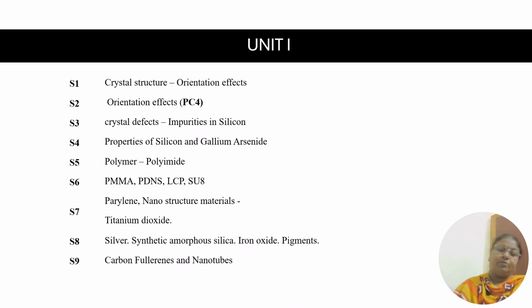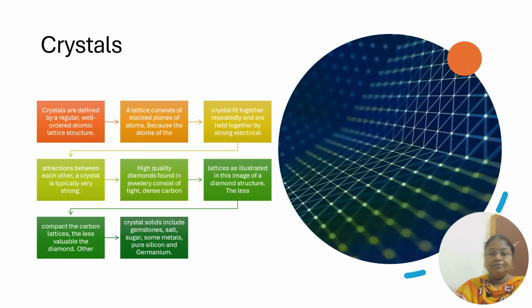Parylene is one of the important polymers, used for nano as well as nanostructure design, titanium dioxide. A lot of sensors we can see with parylene, PMMA, polyimides, silver, synthetic amorphous silicon, iron oxide, and a lot of nanotube designs, carbon, fullerenes, everything we can design. We can explore the properties and go for the design. How these crystal orientations will be is explored in this particular section.